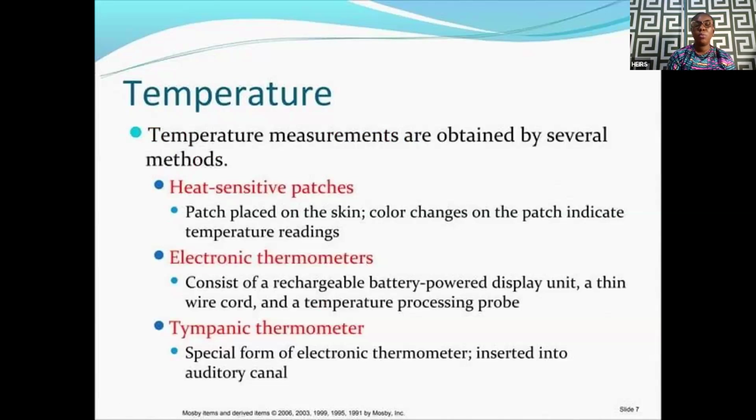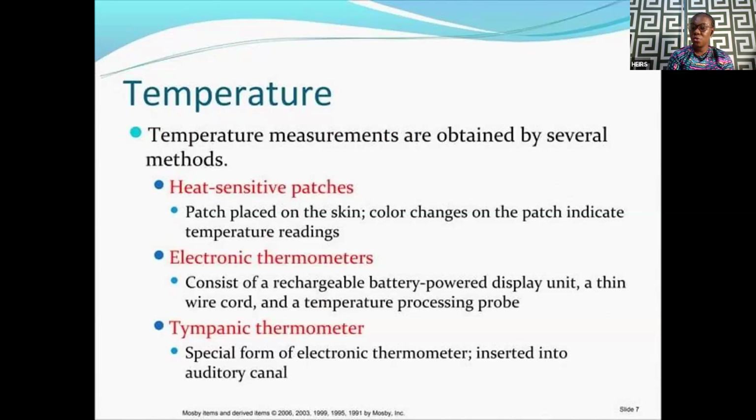So temperature measurements can be observed by several methods. There's something called heat patches, which just look like a plaster that you stick on the skin. If you stick it on the skin, you will then observe color changes on the patches. The color changes would be matched with the corresponding temperature reading. You would have that chart with you, and then you'll be able to take your reading.